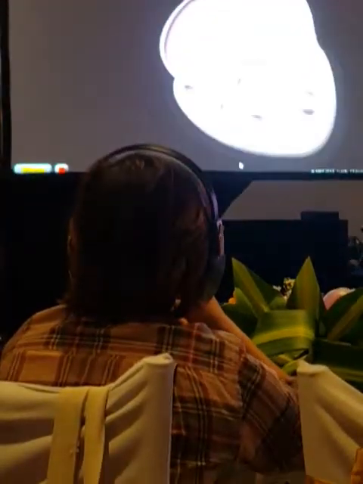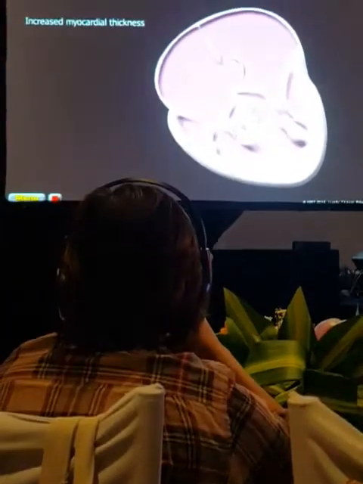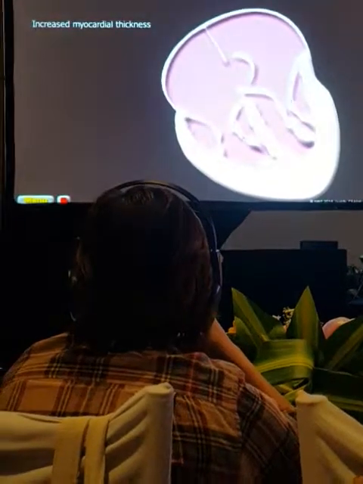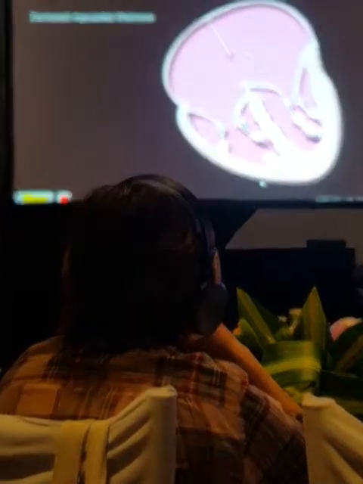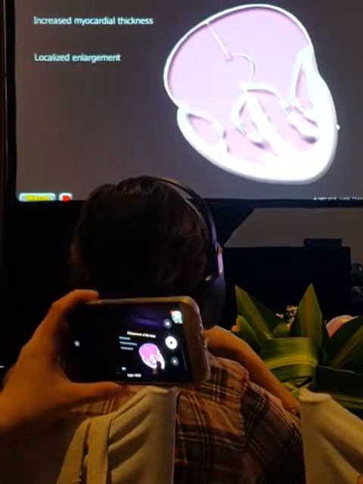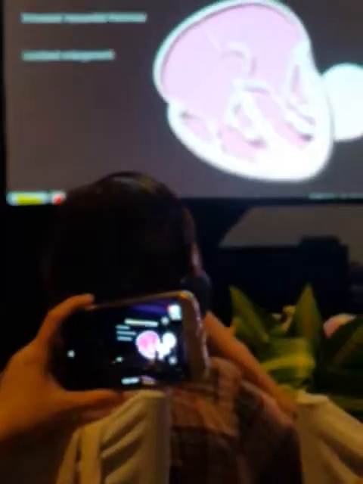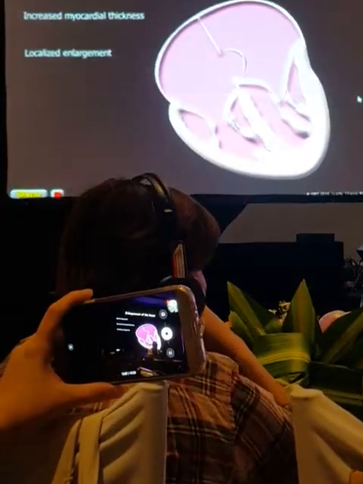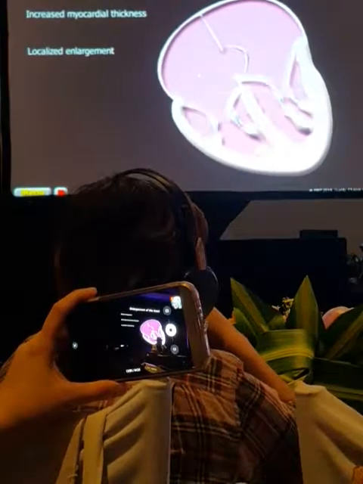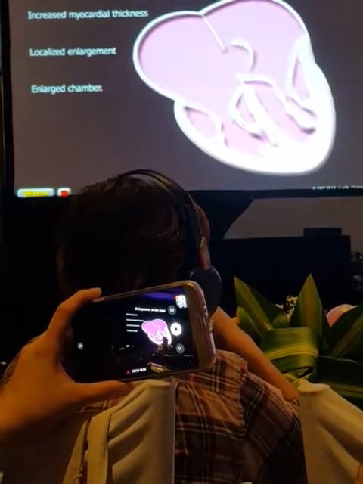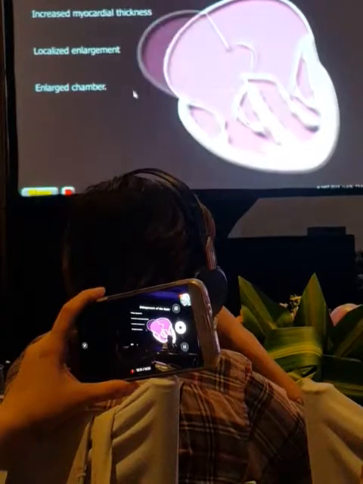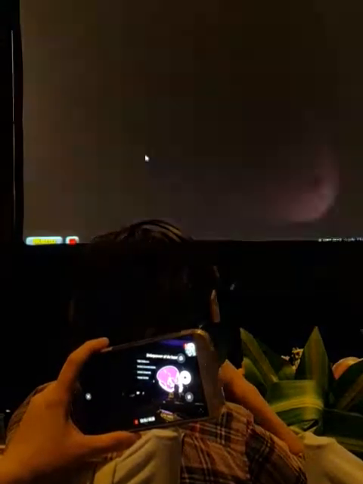Here we have a global enlargement, but you may also have an enlargement just of the myocardium. This is increased myocardial thickness, or you can have a bump coming out of the heart, and this is very typical of a cardiac rhabdomyoma, or you can have a cardiac chamber which is enlarged, and typically it's the right atrium that enlarges when you see that.